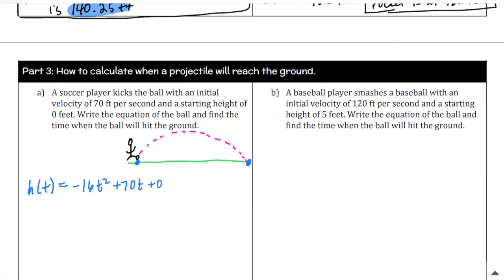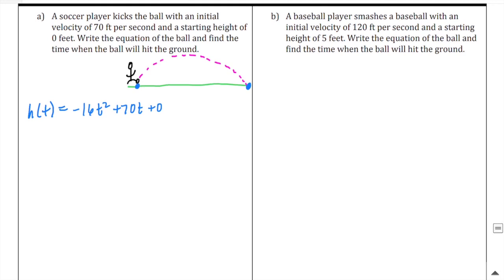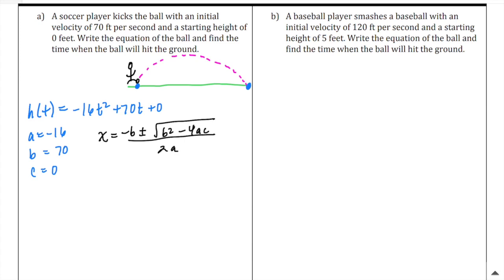All right. So we know we want to do the quadratic formula here, right? Because we want those two zeros. So I have a, which is negative 16, b, which is 70, and c, which is 0. Actually, it's nice that we have a 0 because this will go a lot faster. So what was the quadratic formula again? Let's go through that. So we have x is equal to the opposite of b plus or minus the square root of b squared minus 4ac all over 2a. So I'm just going to plug in my a, b, and c.